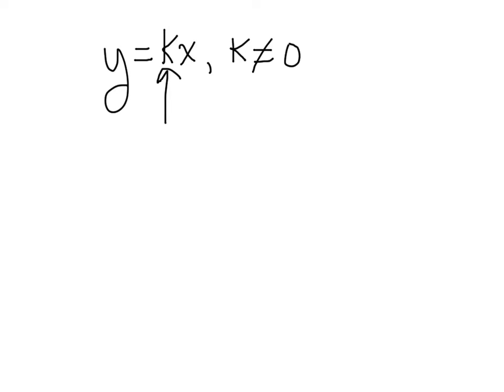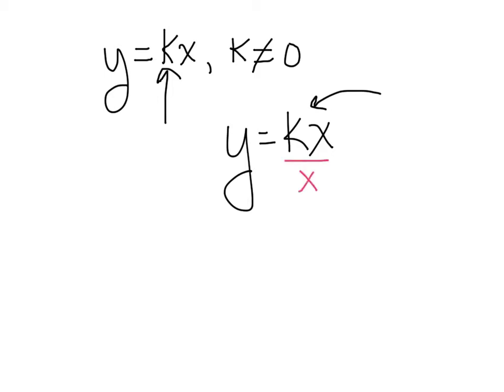Now let me explain this. Y equals k times x. If I wanted to get the k by itself, you've done this. This is where you have to get the k by itself. So I want to get rid of the x. How do you get rid of a times x? You divide by x. So k equals y divided by x.